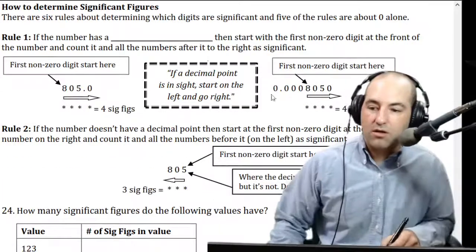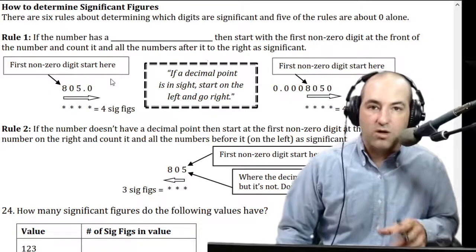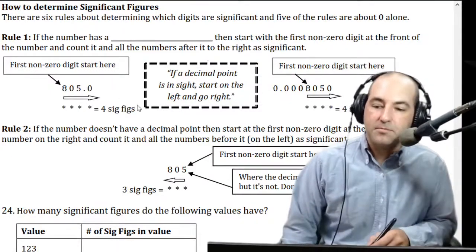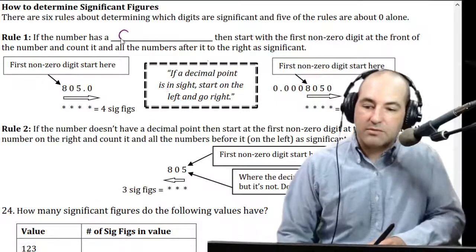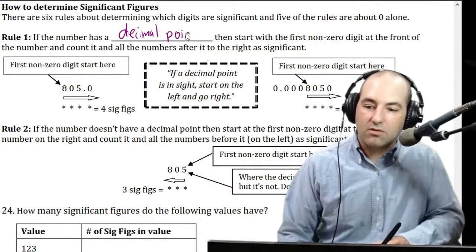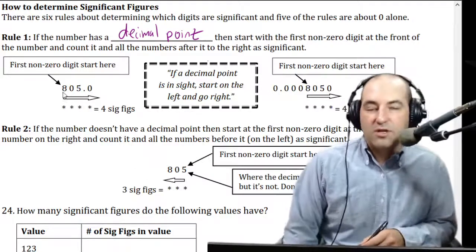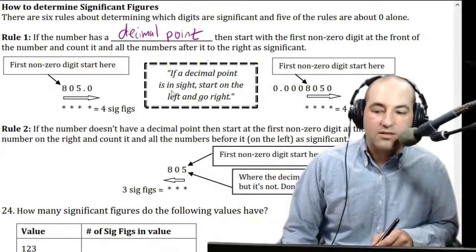So when we determine significant figures in a number, like we don't have a measuring device, we just want to know from a written number how many significant digits there are, you're going to follow these rules. So if a number has a decimal point shown, then we start with that first non-zero digit, meaning the first number like this, and count it and all the numbers after to the right as significant.